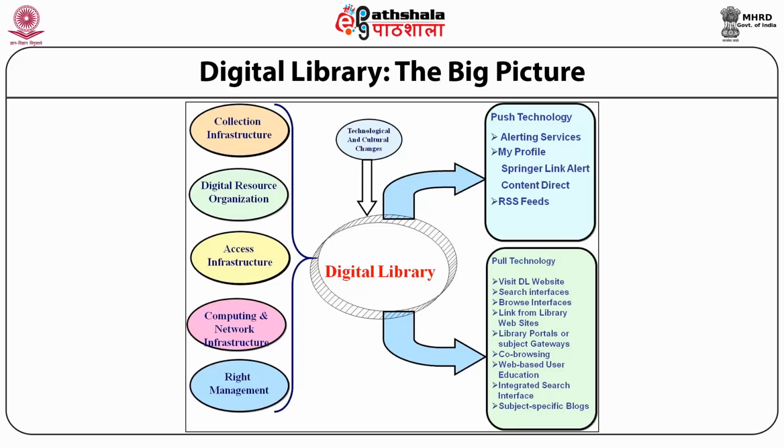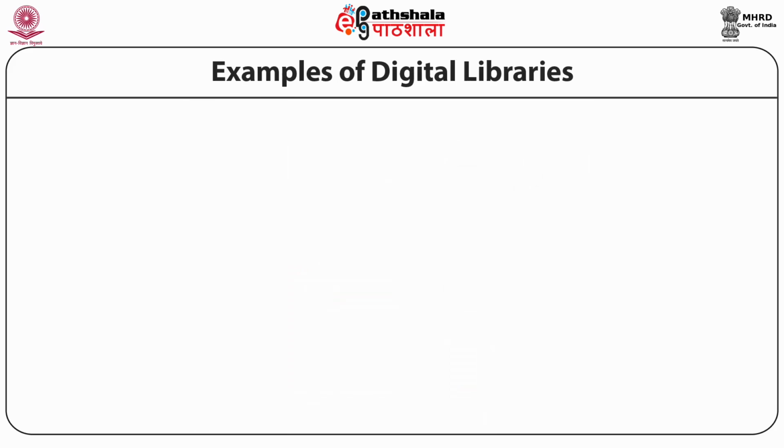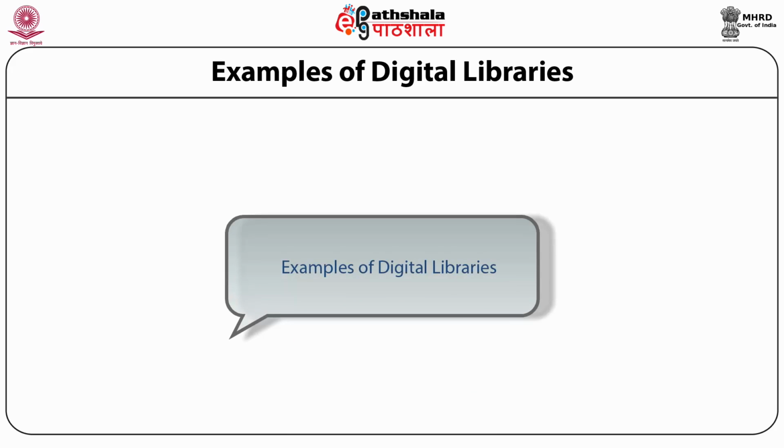Digital library services can broadly be divided into two categories, namely traditional library services modified for the digital environment, and new services. Some of these services are offered by the digital libraries themselves per se, whereas other services are offered by the hybrid libraries with an objective to facilitate access to digital collections subscribed by them. Now let us examine some examples of digital libraries.